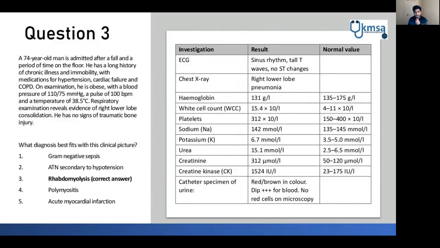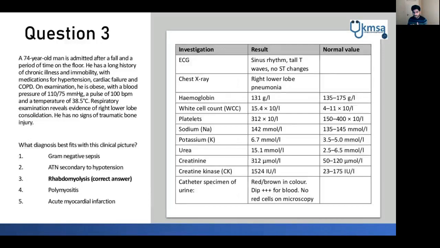Gram-negative sepsis. I suppose this is maybe alluding to a sepsis secondary to a pyelonephritis or something, but we know it's from the lungs. Unlikely. Acute tubular necrosis, secondary hypertension. His blood pressure seems okay at the moment. Doesn't mean it wasn't before, but given the CK and everything, it fits with rhabdo.